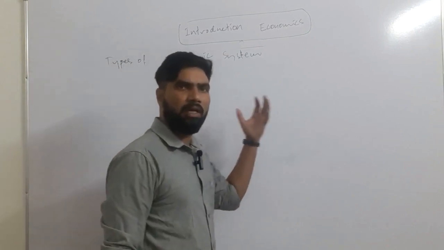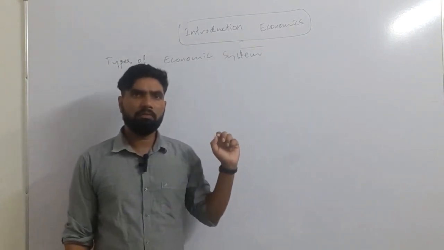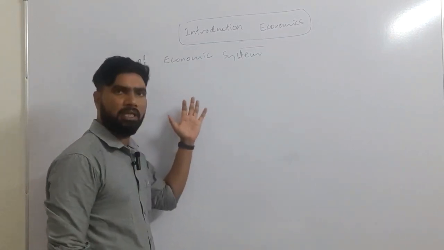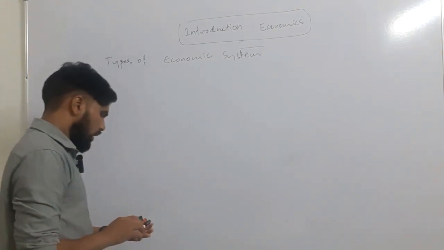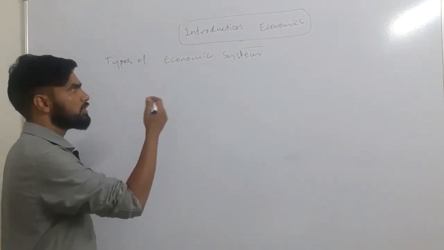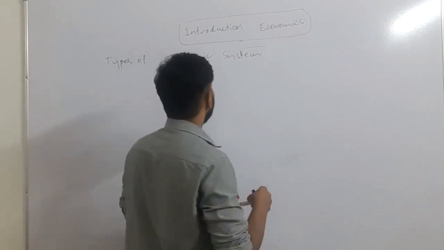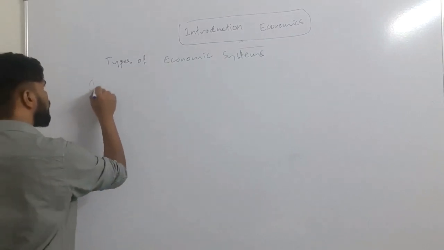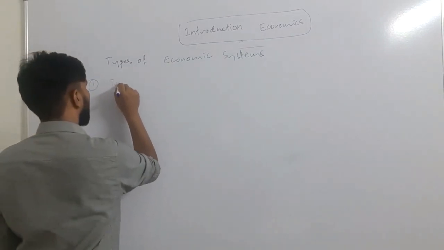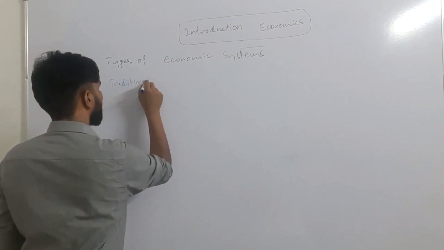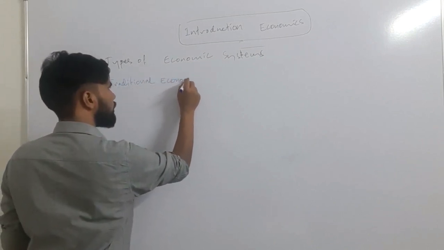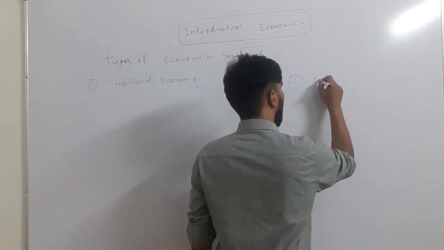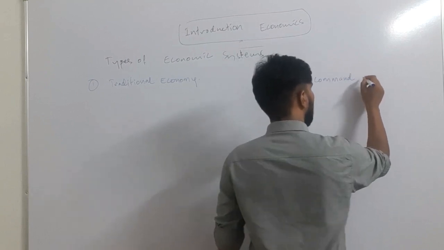Various sources give various types of economies, but for our understanding, for the purpose of the UPSC exam, we will take this classification that I am going to explain. According to this classification, economic systems can be divided into four categories. The first one is the traditional economy, or traditional economic system. The second one is the command economy.